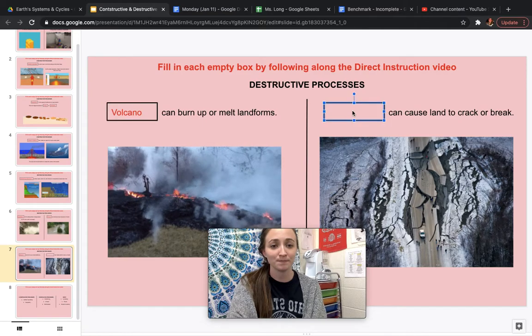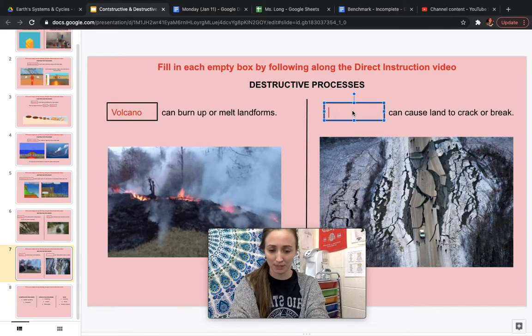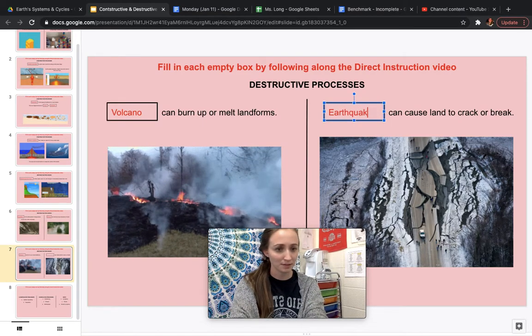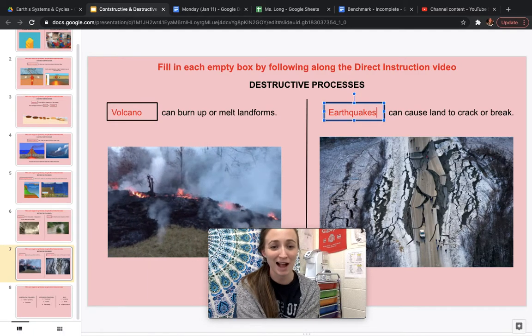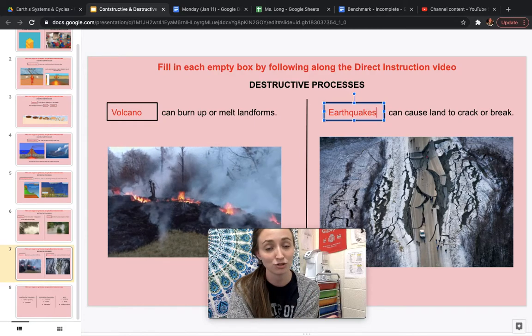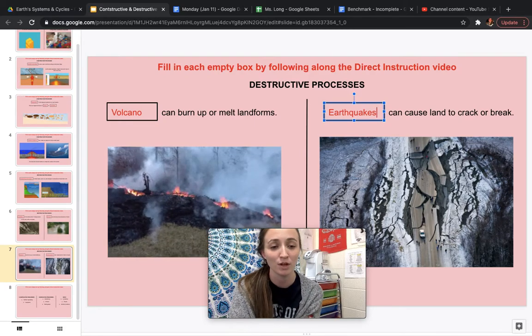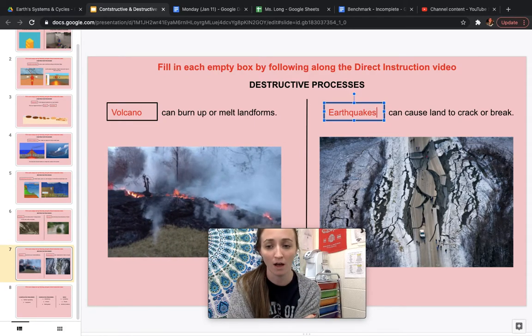The last one, I think this one is really easy, earthquakes. Obviously, when you got a big earthquake and that earth completely cracks or breaks down, that's destructive because you're totally breaking it up. You're destroying a piece of the earth.